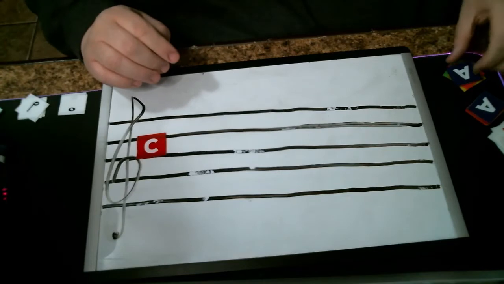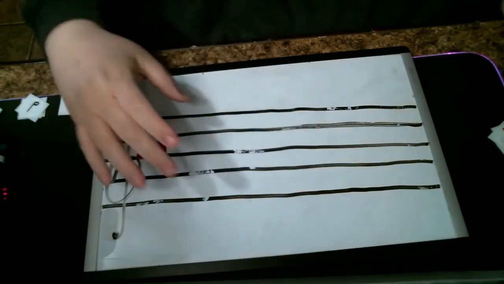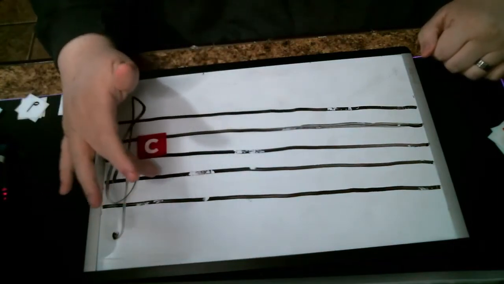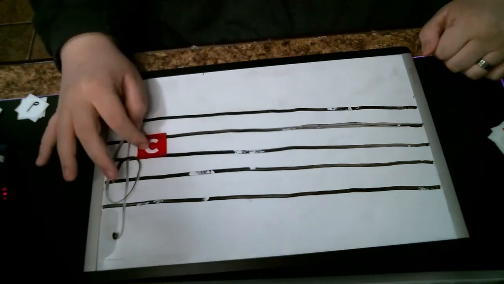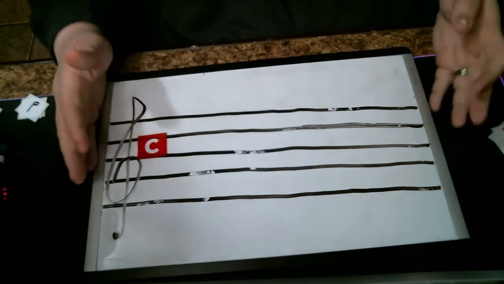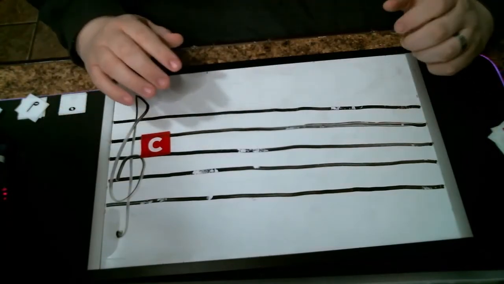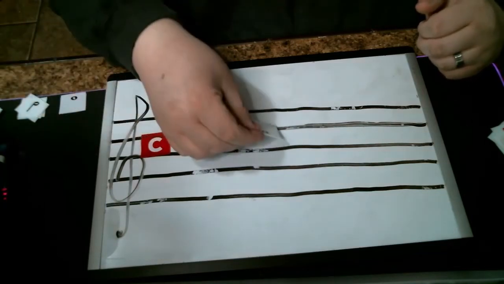So let's talk about notes. Just real quick, I have our staff here, 1, 2, 3, 4, 5 lines and 4 spaces, and our G clef, which means our second line is G, but we're only going to be using C today, okay, because we're just going to be working on notes and note lengths and note types. So we're going to start with the easiest one, which is this guy right here.